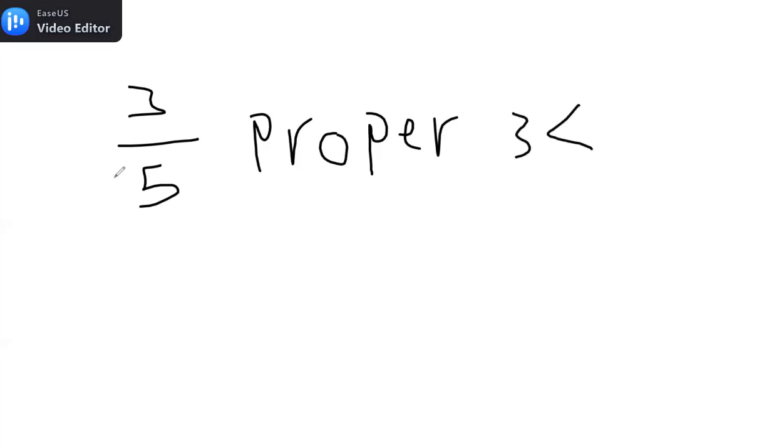3/5, proper or improper or mixed? Proper. Why? Because 3 is less than 5. Okay, so 3/5 is an example of proper fractions. 7/3, we call it improper.